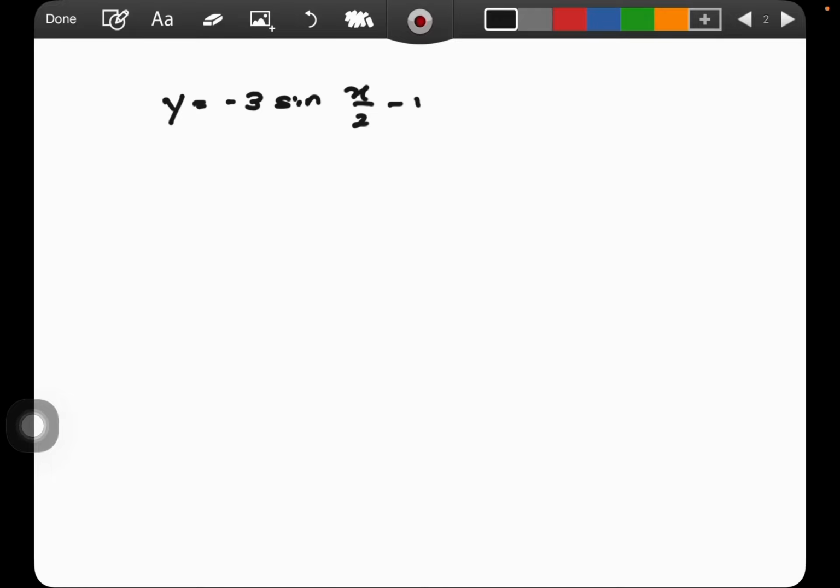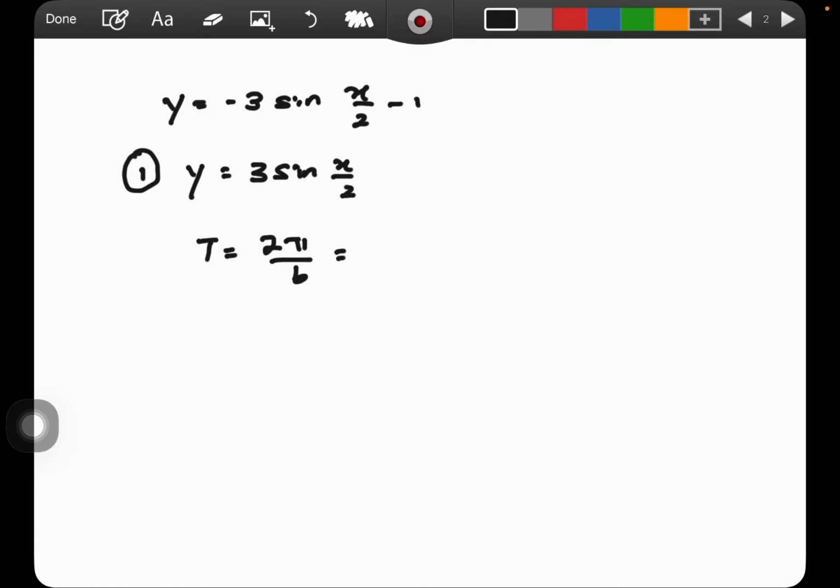Everyone, so as I already told you, the first step that we want to do is sketch the graph of y equals 3 sine x over 2. So this is what we want to sketch first. In order to sketch this, first go and work out the period. The formula for period you already know, 2 pi over b.